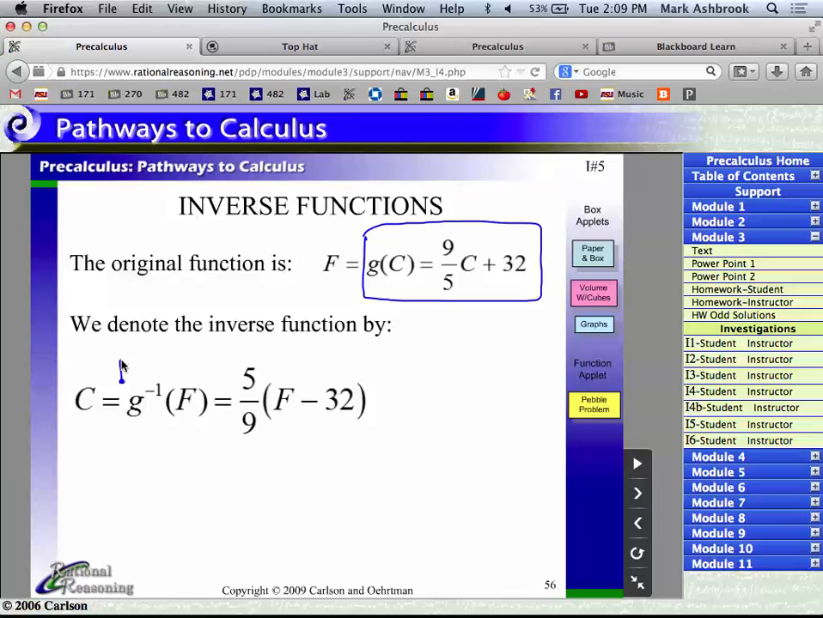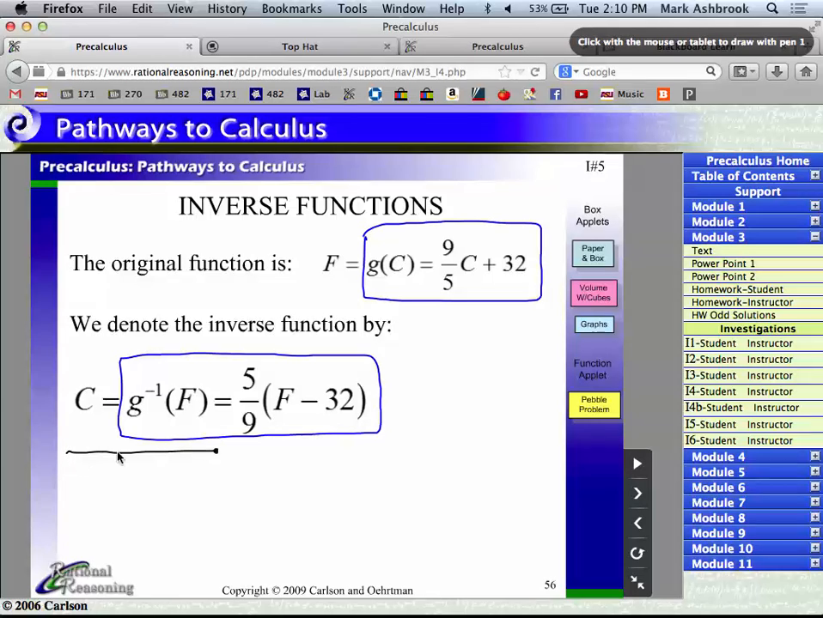Why? Because that shows us right away, oh, that's the inverse process or the reverse process of G. So this is the notation right here. It does not mean raising it to the negative 1. It's not an exponent. It's notation for the reverse process of the original function. And what we'll see often is this.